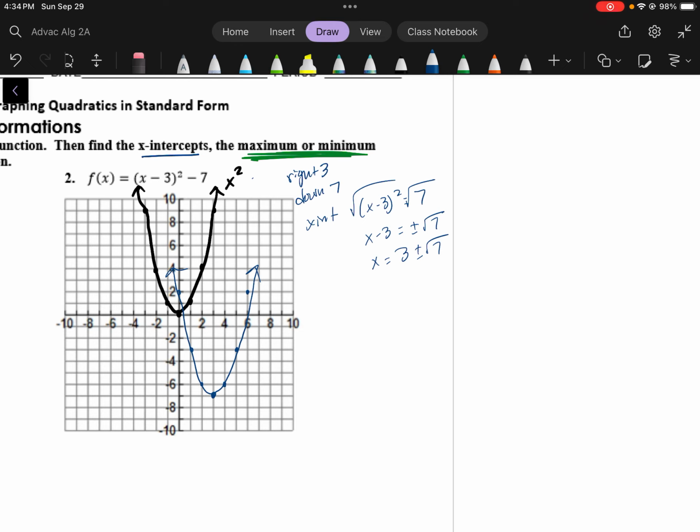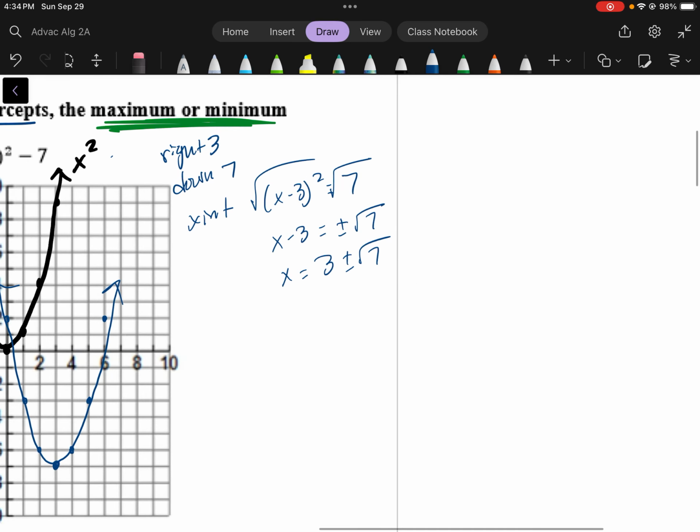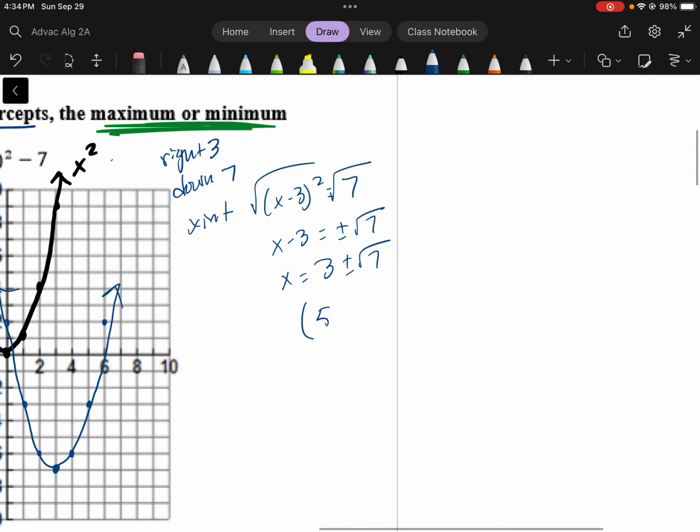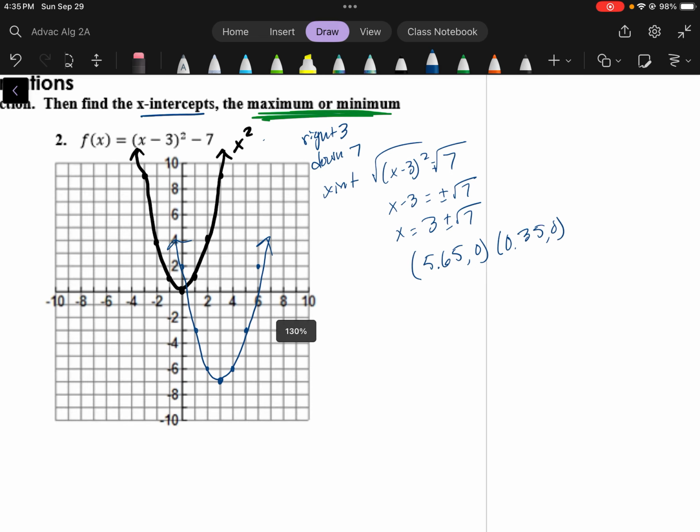Those aren't really like actual values. Well, I mean, they are actual values, but it's kind of hard for us to see what those represent right now. And so where those technically are, if you do 3 plus the square root of 7, is that it's at 5.65 comma 0. And if I do 3 minus the square root of 7, the other point would then be at 0.35, comma 0. So there's your x-intercepts, okay?